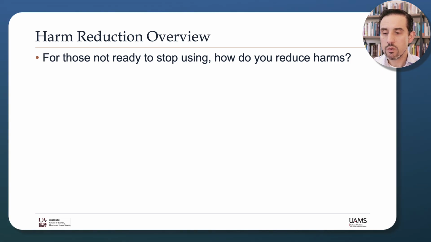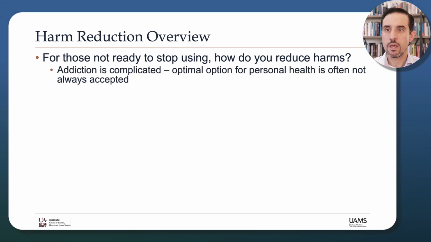And this is the reason why someone might not be ready to stop using: addiction is actually a very complicated syndrome. Even if the optimal option for personal health would be to abstain from use of a certain substance, it's not always accepted for a number of reasons. It might have to do with biological factors. There might be psychological or social factors that are anchoring somebody in place. Fear of change or difference is another very strongly motivating factor when it comes to addiction. But however you look at it, there might be certain folks who, at some point, if we could see the future, would make it to that point where they're no longer using, but at the time you're coming in contact with them, they're not willing to accept that step.